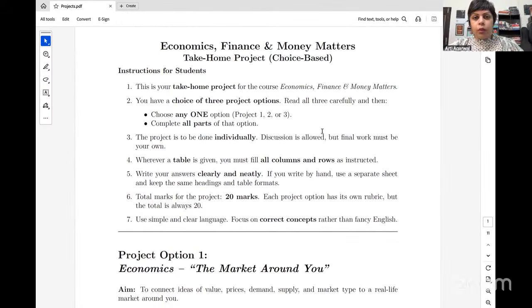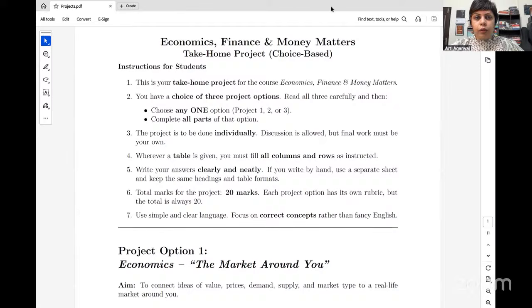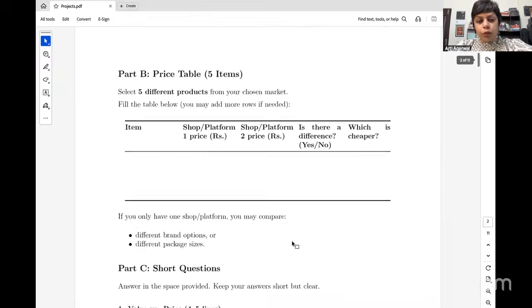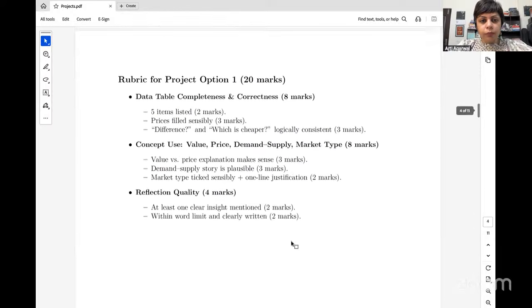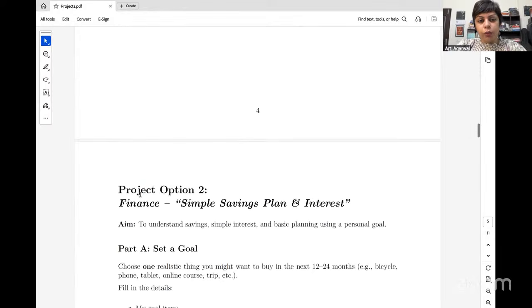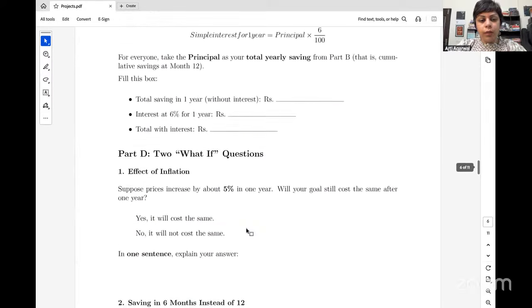Okay. So I'll first just go over this class project, the take home project, which you guys have to do. And then we'll come to the V gate, and if you have any other doubts, other content. Okay, so there are three options in the take home project, as you can see. Option one, option two, and option three. So this whole thing is option one. Then this is option two. It's all in the same document.